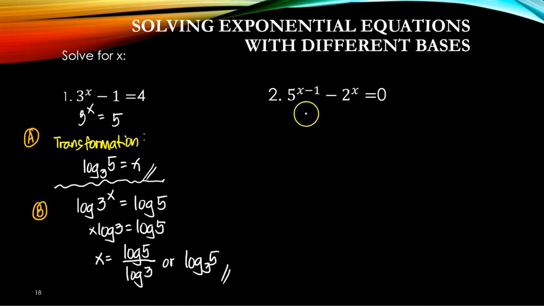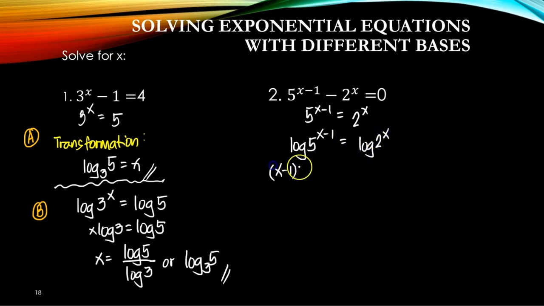Now let's try the next one. 5 raised to x minus 1, and then I transpose. So I don't have any other option because both have exponents x. So I can choose to use logarithm base 10. So I can say logarithm of 5 raised to x minus 1 is logarithm of 2 raised to x. So x minus 1 logarithm of 5 is x logarithm of 2. And then distributing this one would give me x log 5 minus log 5 is equal to x log 2.